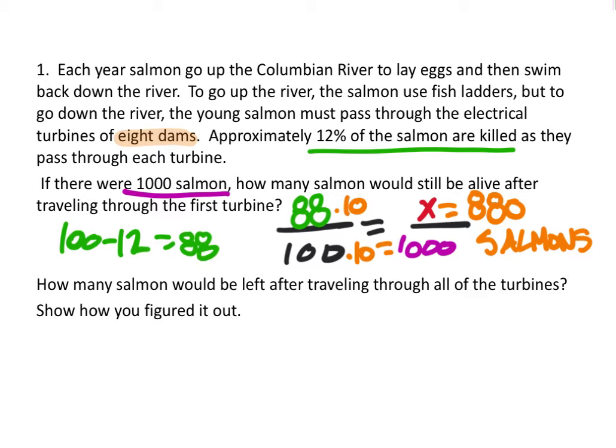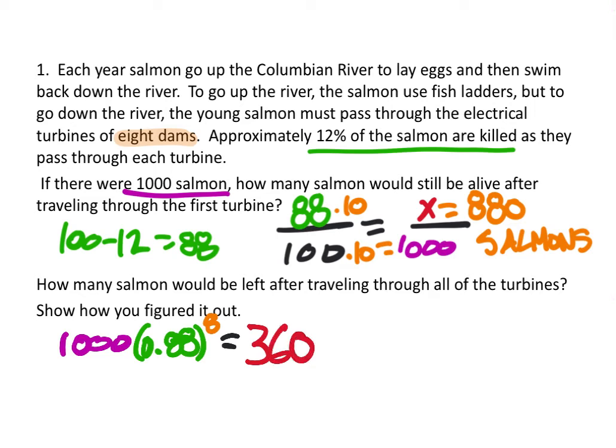So how many salmons did we start out with? We started out with 1,000 salmons. And how many salmons are left over after each pass? 88%. I'm changing that to a decimal right there. And then how many dams are there? I said there were 8 dams, right? So I can make that to the power of 8, just like we saw in that last problem. And again, you could use the percent proportion 8 times, but I think this is going to go a little bit faster. 1,000 times 0.88 to the power of 8. And I got 359.6. I'm going to round this to the nearest salmon. So approximately 360 salmons.